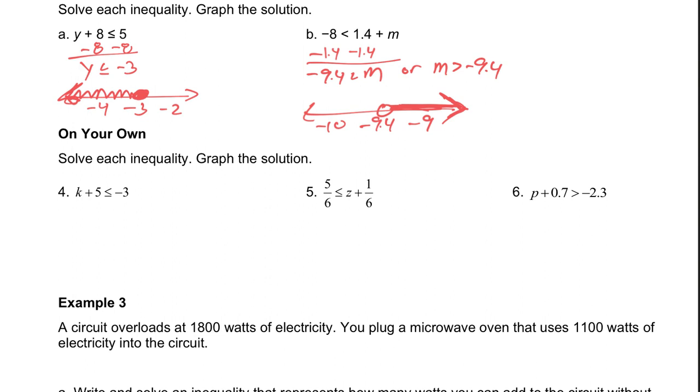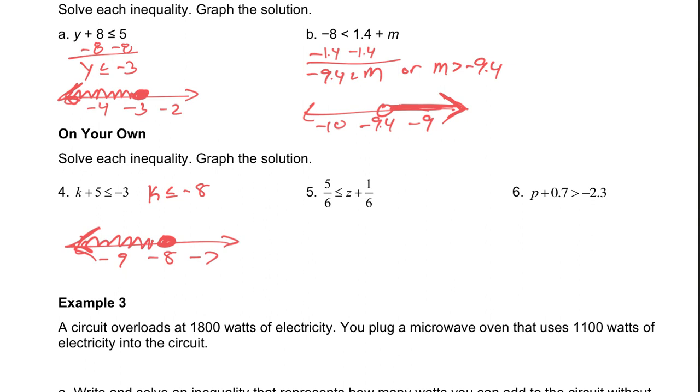Welcome back. So for number 4, you should have k less than or equal to negative 8. If you put your number line correctly, then you should have a closed circle on negative 8, and you should be shading to the left.